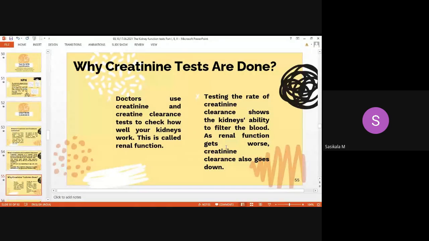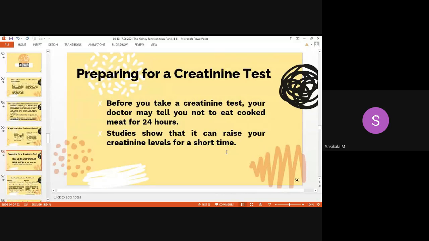As renal function gets worse, creatinine clearance also goes down, so the creatinine level in blood will be increased. If the kidney is not functioning properly, what happens? Clearance will not be done properly, so the creatinine level will automatically increase in the blood. That's why we need to test, either monitoring the glomerular filtration rate or the blood creatinine level, so that we can analyze whether the kidney is functioning properly or whether any disease persists. Okay, and how is the test done.